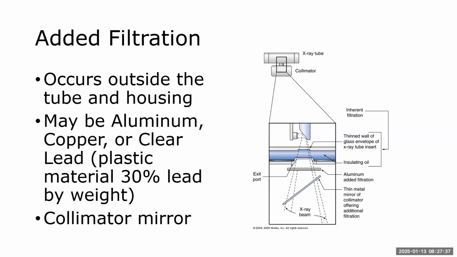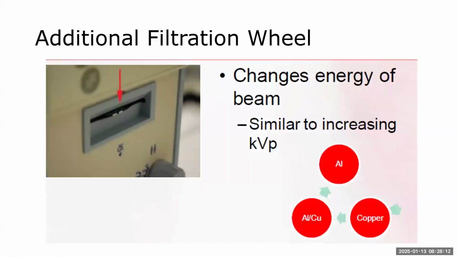Added filtration occurs outside the tube and housing. If you look at this, it says it's going to be aluminum, but sometimes it's aluminum, copper, or lead. The collimator also acts as added filtration, the collimator mirror, that mirror that's in there. So if you see here, this is past the inherent right here, and then this mirror also acts as added. That's why I'm saying, even though it says added, it's not really that we're adding it, okay?